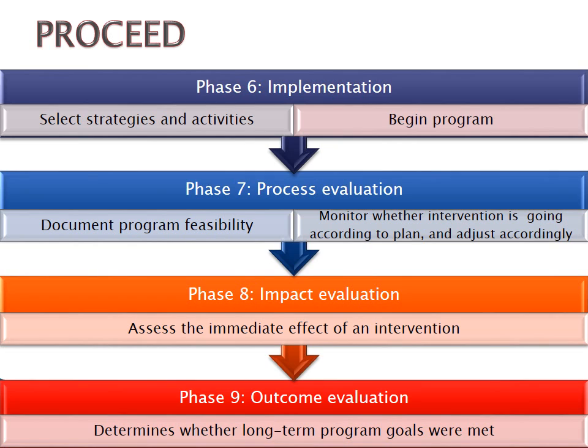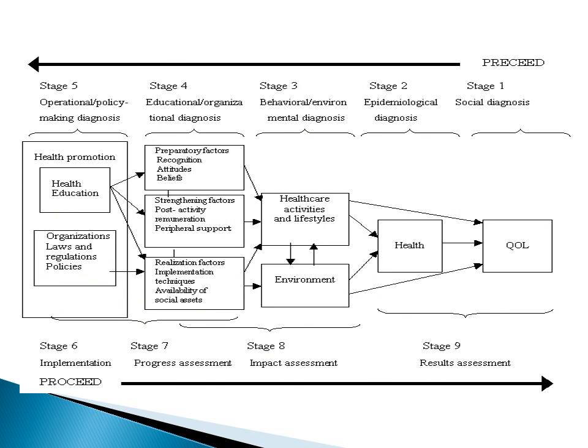And then later on down the line, we're going to do Phase 9, which is outcome evaluation. And these are the long-term program goals that we have created. We want to see if we have met those goals. This is the full diagram of the PRECEDE-PROCEED model. As indicated by the arrows, the PROCEED phases are used to evaluate the factors that we assessed in the first 5 phases, the PRECEDE phase.